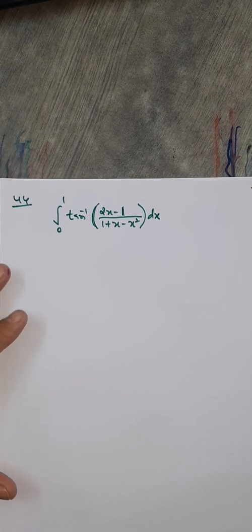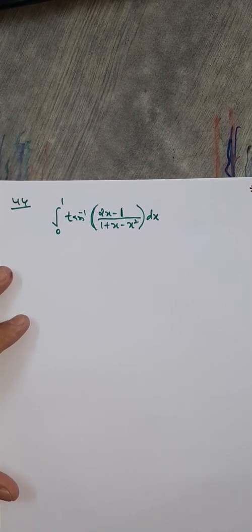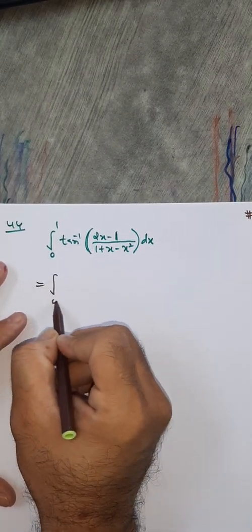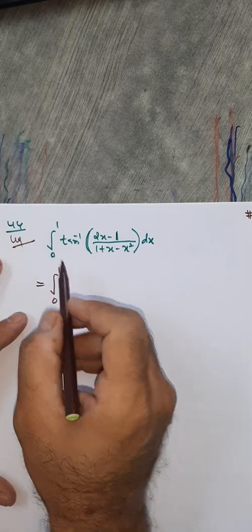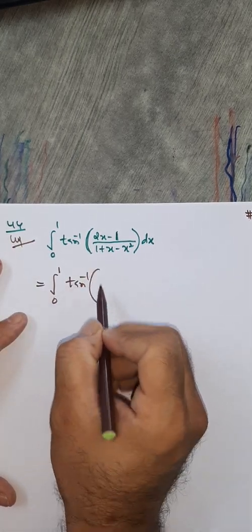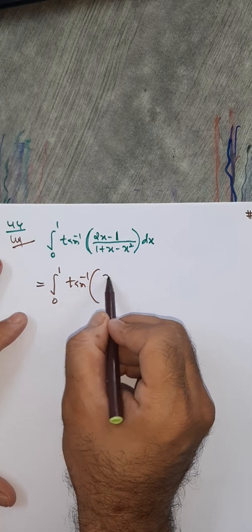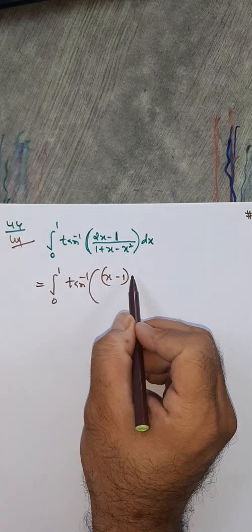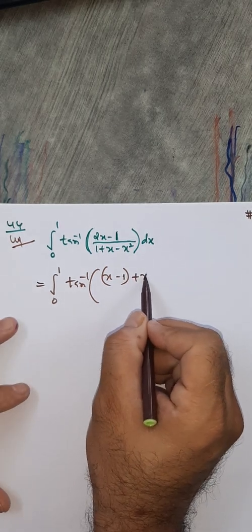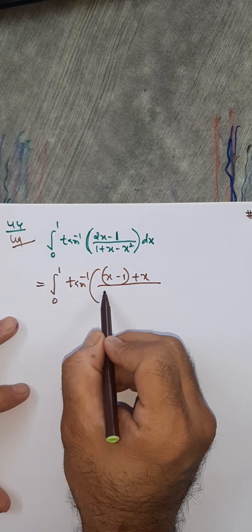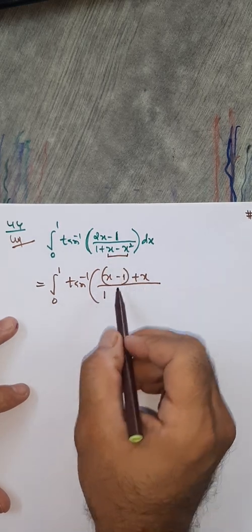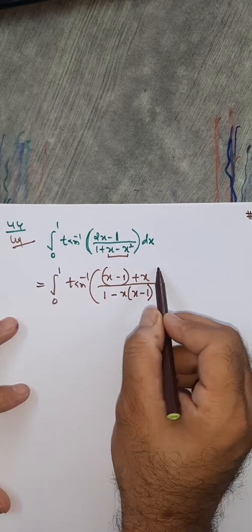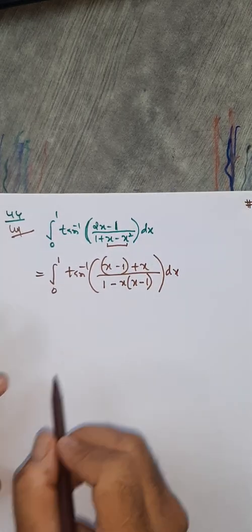So next, number 44: integral of 0 to 1 tan inverse of the expression 2x minus 1 upon this expression. Here we set it like this. This is an important example. Tan inverse, I'll write this as x plus x, and I'll take minus 1 with this. So x minus 1 plus x upon 1. I'm taking minus x common from this, so here x minus 1. So you must have realized what I did here.